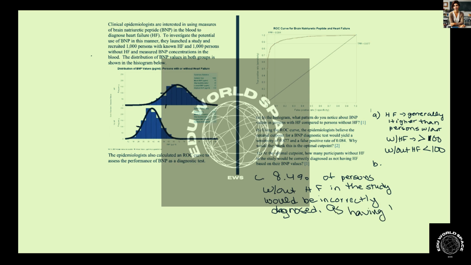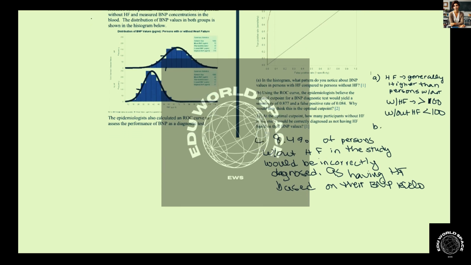Therefore, the proportion of participants without HF in the study who would be correctly diagnosed as not having HF based on their BNP levels would be 1 minus 0.084 equals 0.916, which is 91.6%. So I hope that this video helps.